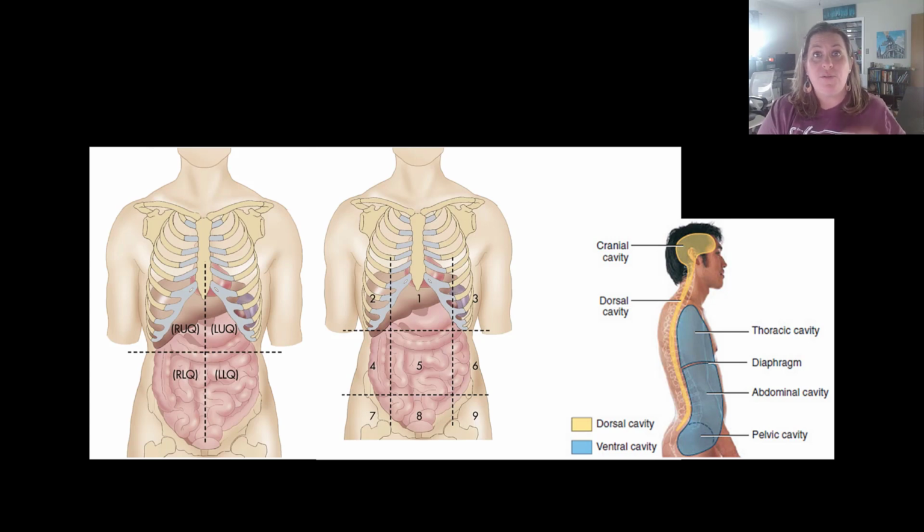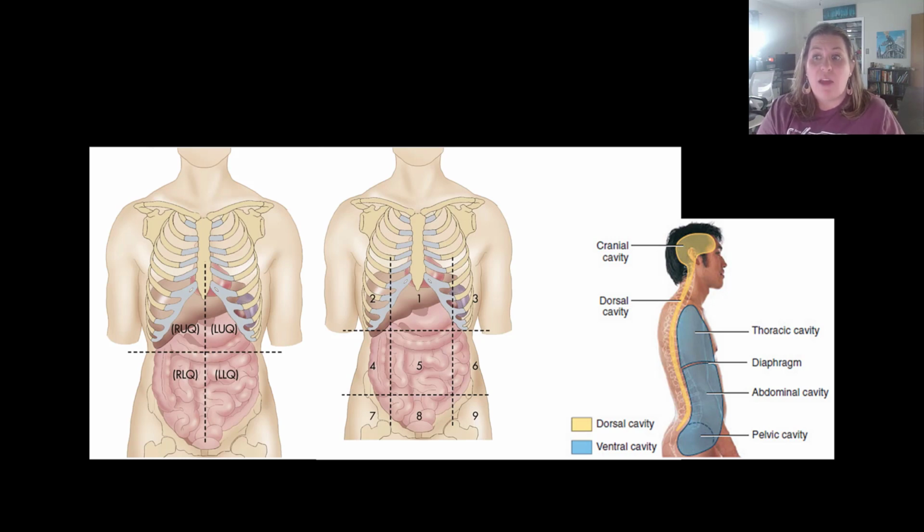Now quadrants are used for really quick generalized locations of things in your abdomen. This would be used in the ER a lot of times when the patient comes in with pain in their lower right quadrant, their RLQ. That's the area that they would look at in a little closer detail. So the quadrants are used for very quick information, more in an ER setting. The next one you'll notice has 9 divisions.